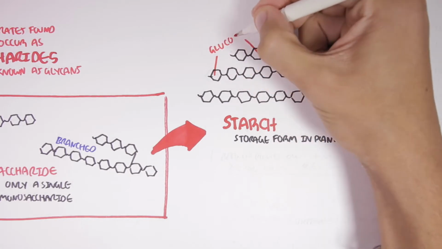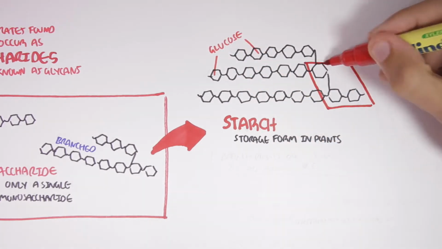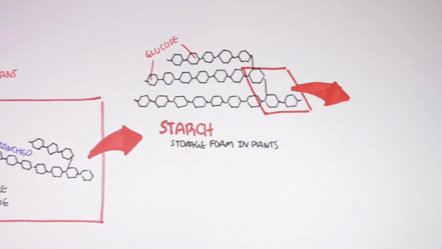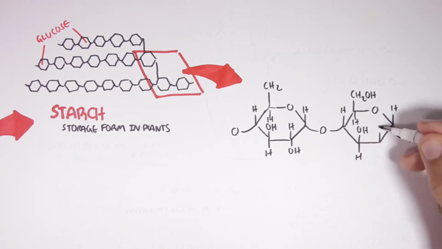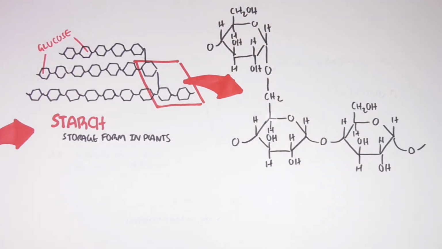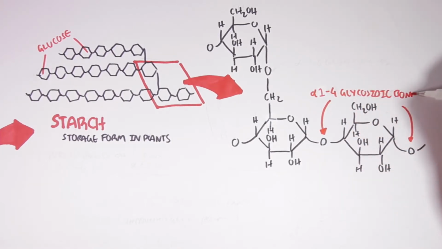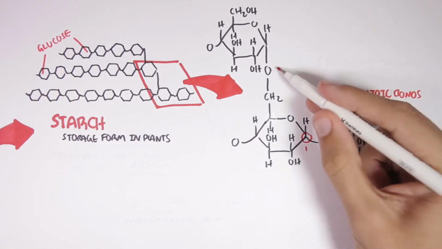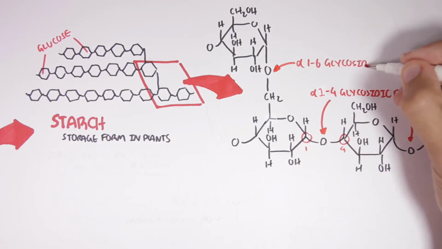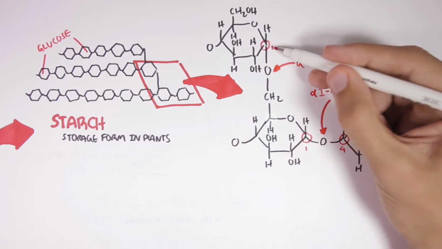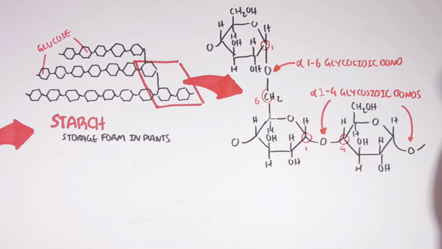Starch is only made up of glucose because it is a homopolysaccharide. Let us zoom into this area here and learn a bit about the bonds. So here we have our regular alpha 1,4 glycosidic bond between two glucose molecules. And this is because carbon number 1 and carbon number 4 of these glucose molecules are involved in the linking process. However, the branching point here is actually an alpha 1,6 glycosidic bond between two glucose molecules. And that is because carbon number 1 of this glucose and carbon number 6 here are involved in the linking process.